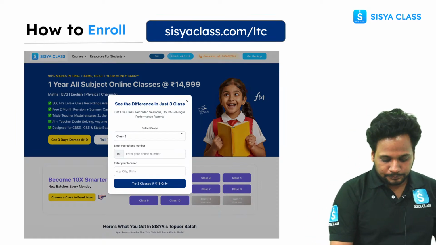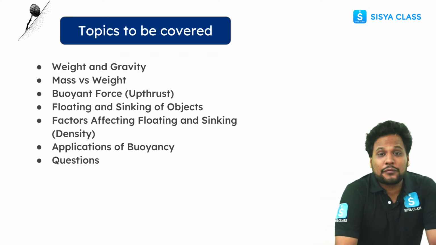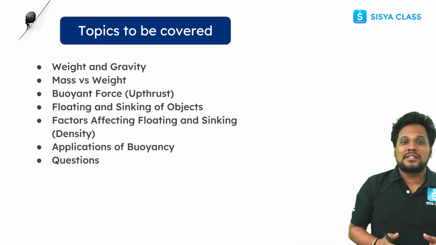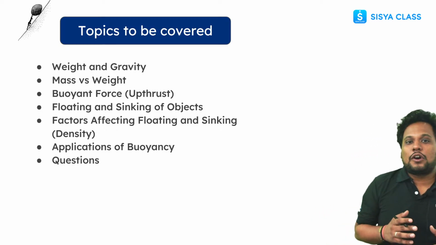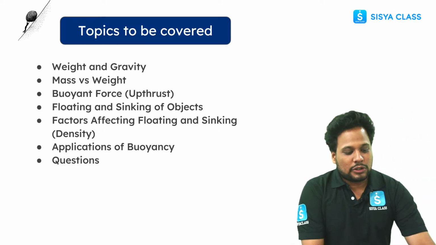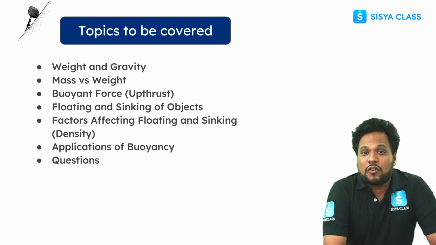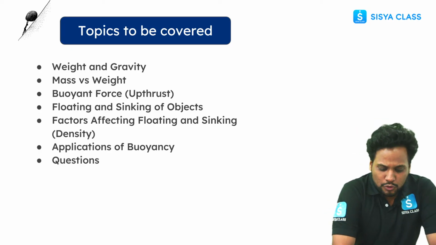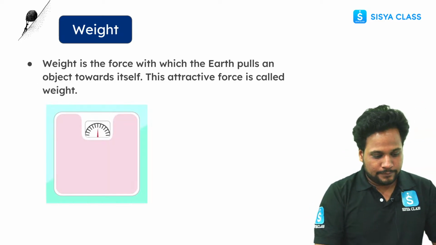So yeah. So today what we are going to discuss? We are going to discuss about weight and gravity. First we will talk about weight and gravity. Then we'll discuss mass versus weight. We'll discuss buoyant force. We'll discuss floating and sinking of objects. Then the factors affecting floating and sinking. Then what are the applications of buoyancy? And in the last we'll discuss some questions. We will also do some questions, okay? Which are important for your exams.